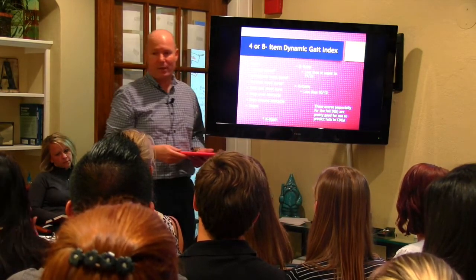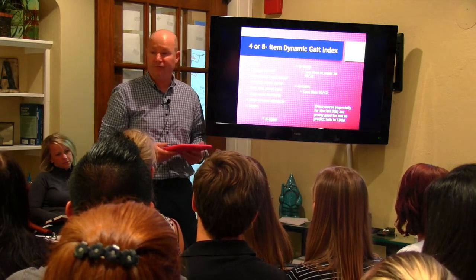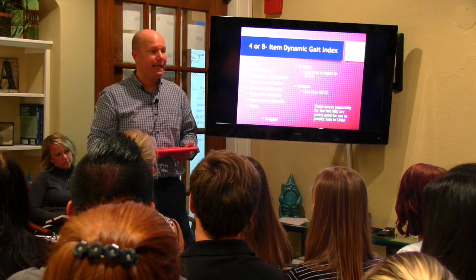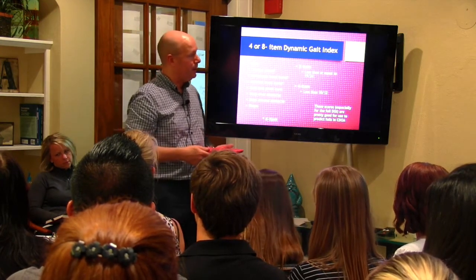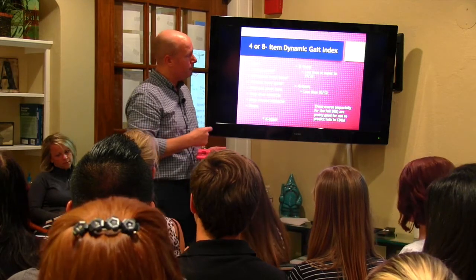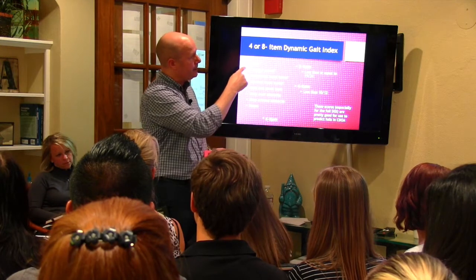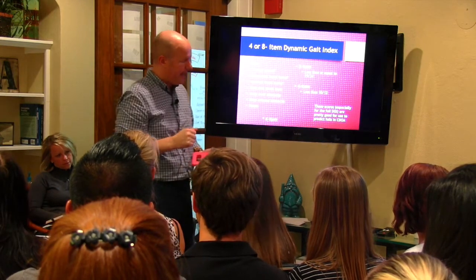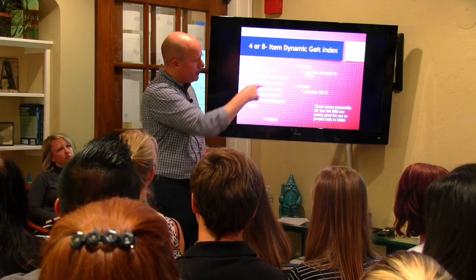The dynamic gait index. As I said, the timed up and go is going to turn out to be not a great predictive measure of falls, but the dynamic gait index is a little bit better, and this is going to come out in some systematic reviews probably in the next year from Academy as well. There are two types of dynamic gait index: a 4-item and an 8-item. The 8-item is basically all of these. The 4-item are the ones that are starred.